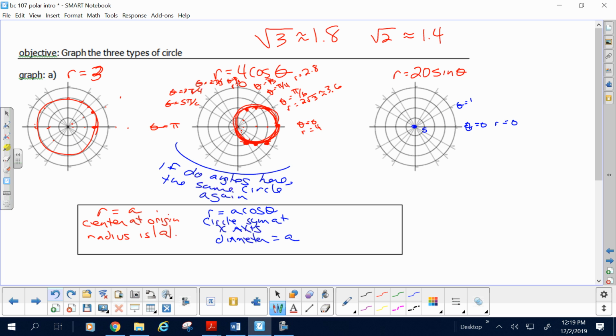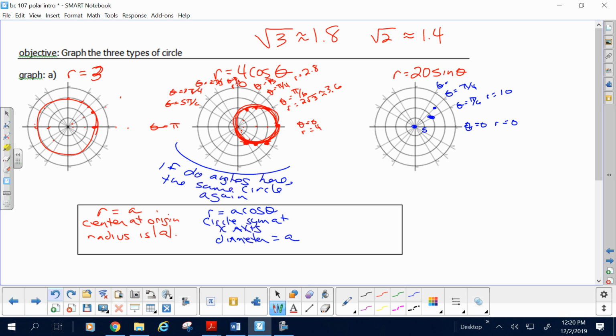When theta is pi over 6, what's sine of pi over 6? 1 half, and 1 half times 20 is 10. All right, so you're already headed out to 10, which is 2 rings out. What about at pi over 4? Sine is root 2 over 2 times 20, which is 10 root 2. So it's about 14, just shy of 3 rings. Do you agree? Just shy of 15.